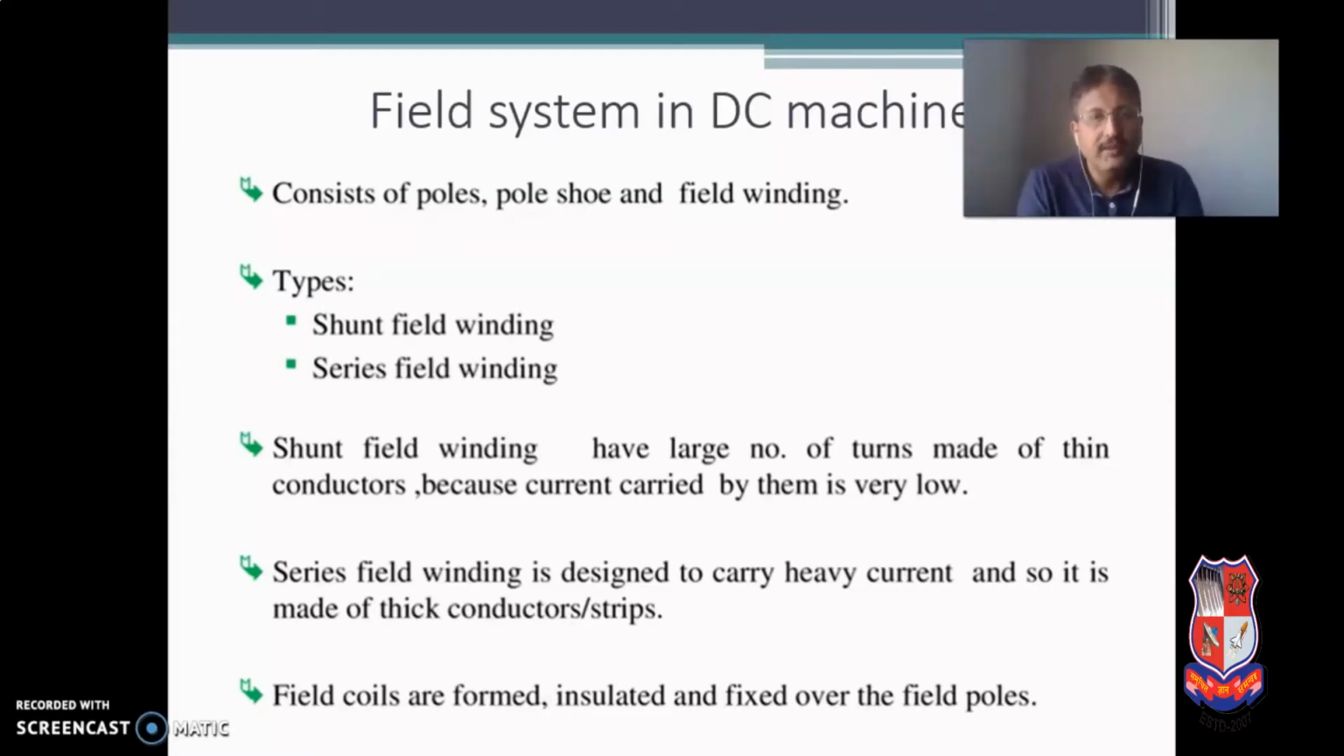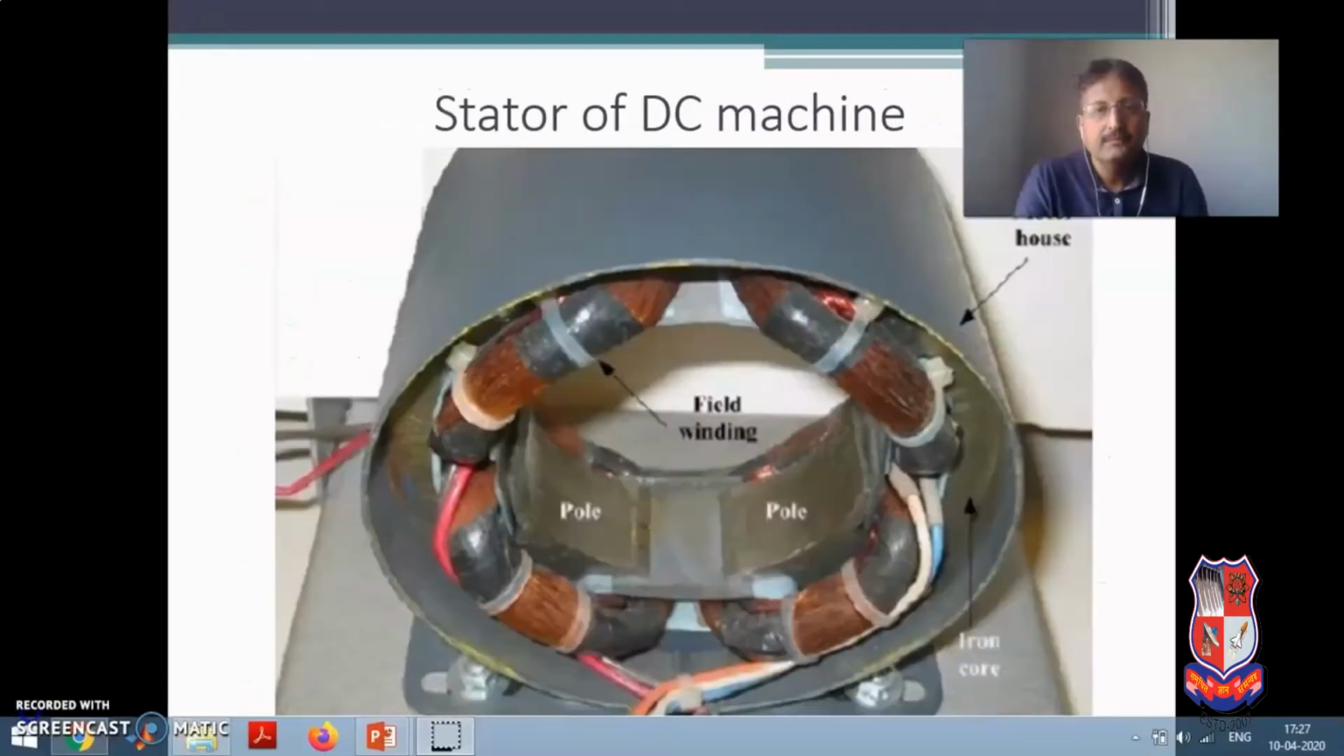As you know, in shunt field winding, the winding is connected across the armature. So shunt field winding and armature winding both are connected in parallel. Shunt field winding is made up of a large number of turns. It has to carry small current, so obviously the cross-sectional area is less. Series field winding, as you all know, is connected in series with the armature. So it has to carry your entire armature current or load current. So it is made up of thick cross-section conductors or strips, and of a few number of turns.